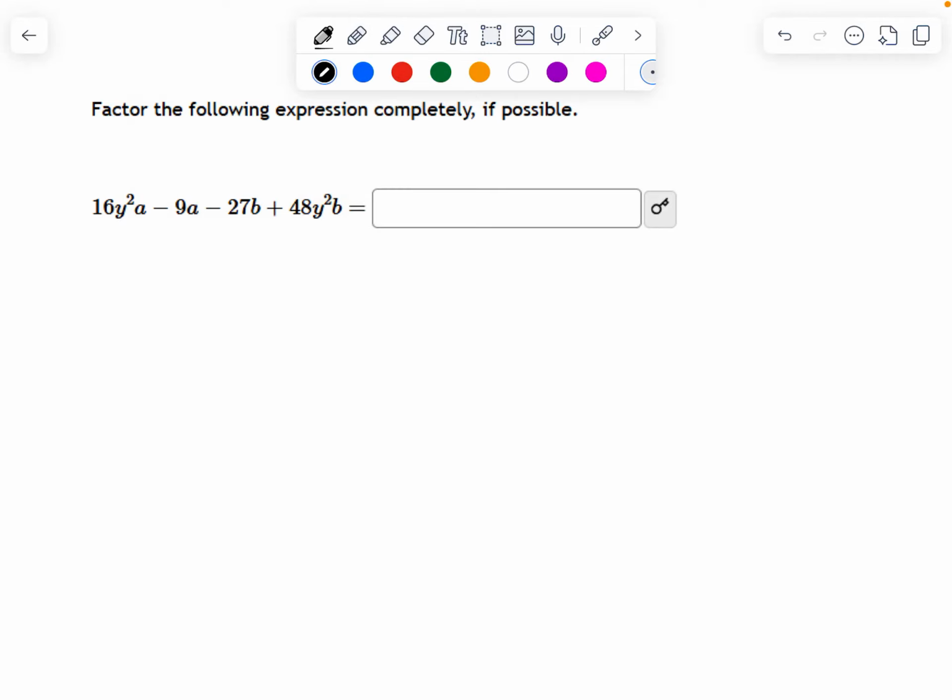Hello and welcome. So today we're going to be factoring the following expression completely, if possible. Now when I'm looking at this, anything factoring, you look for a GCF first. Now as we look through some of our terms, we'll notice 16 and 9 is the first two numbers. 9 is 3 times 3, 16, 2 times 8, right? 3 cannot go into anything 16, which means there is no GCF, and we're good to keep going.